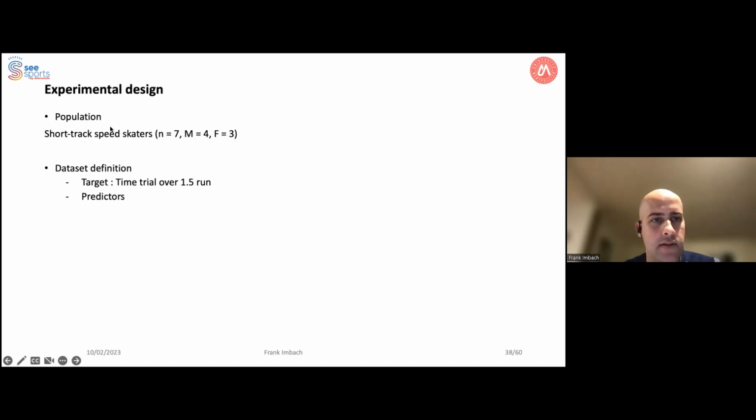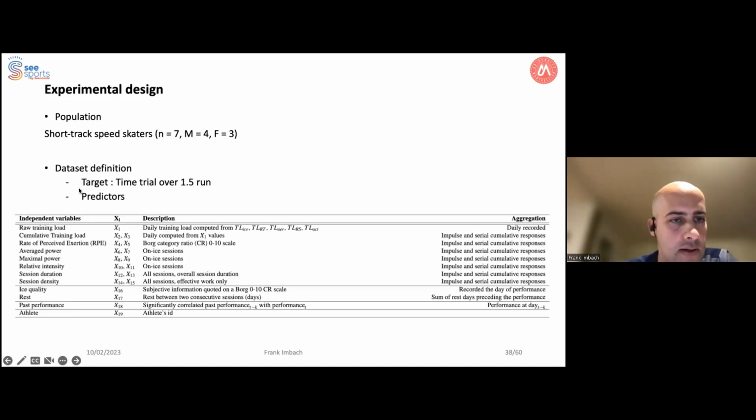We had seven short track speed skaters at the highest level, Olympic level. The target was a time trial over one lap and a half. And the predictors, if we summarize, were objective training loads, objective parameters such as maximal power, average power, the session duration, density, and so on. But also environmental parameters such as ice quality, rest, the past performance, and the athlete, of course.